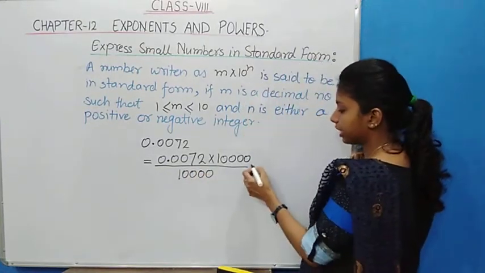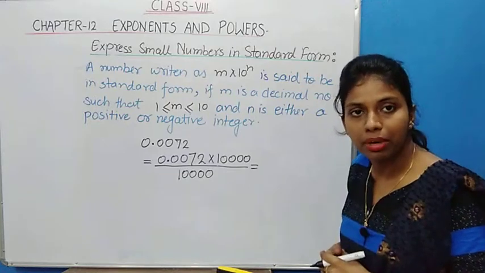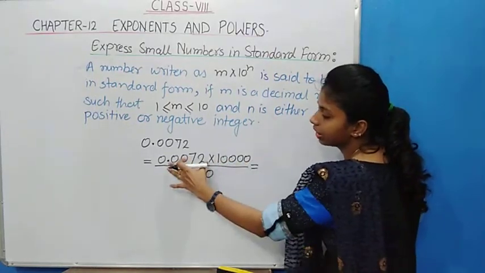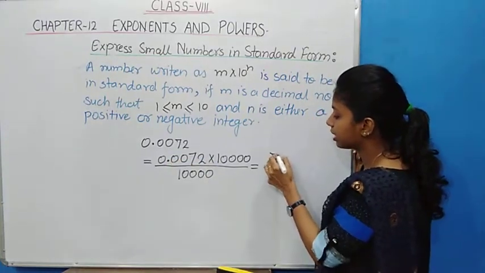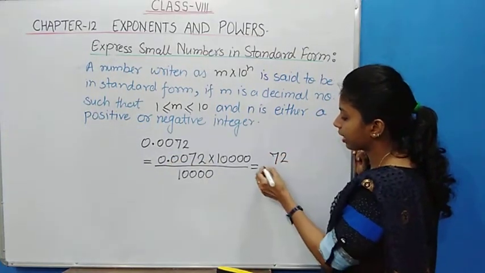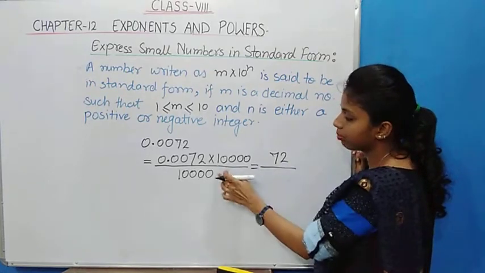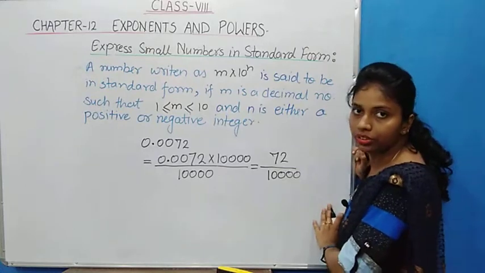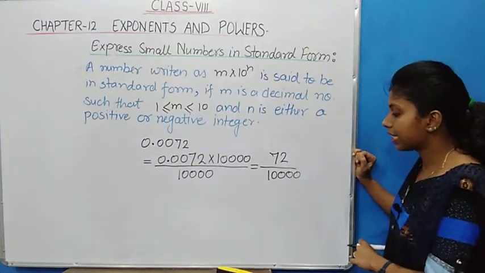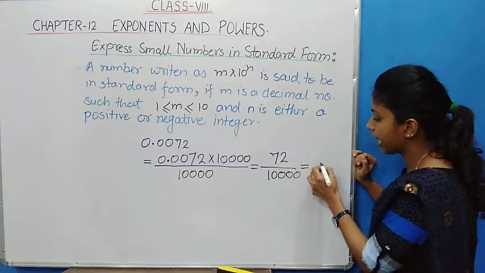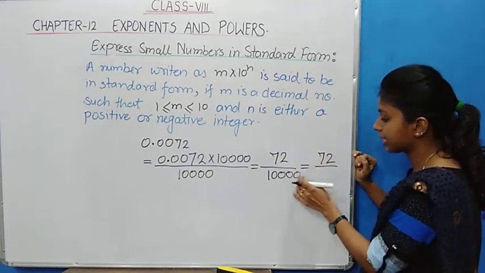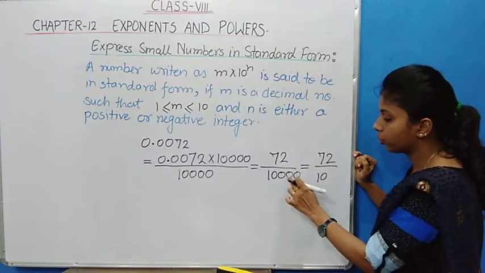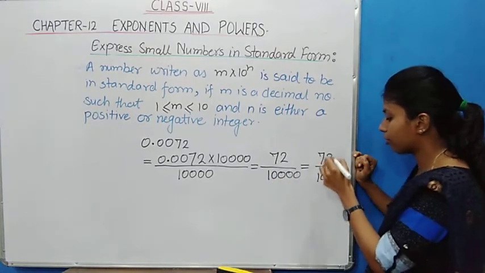This is how we convert any decimal number into a fraction. So what we get when we multiply this 10,000 with this decimal number, we get 72 only, divided by 10,000. Now we can write this 10,000 as 10 to power 1 2 3 4, 10 to power 4.